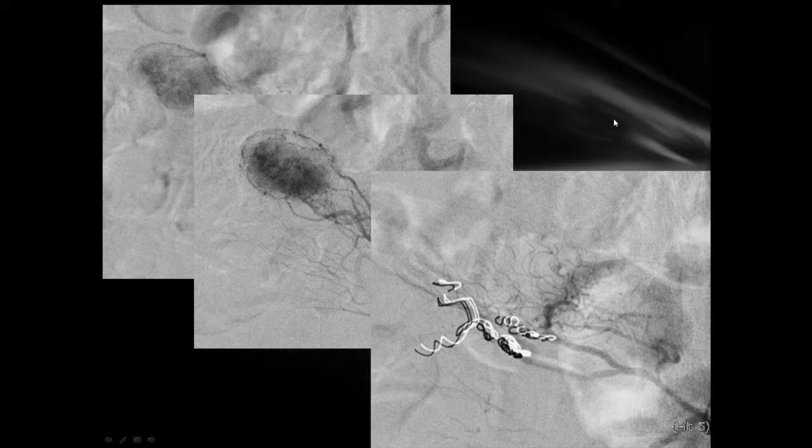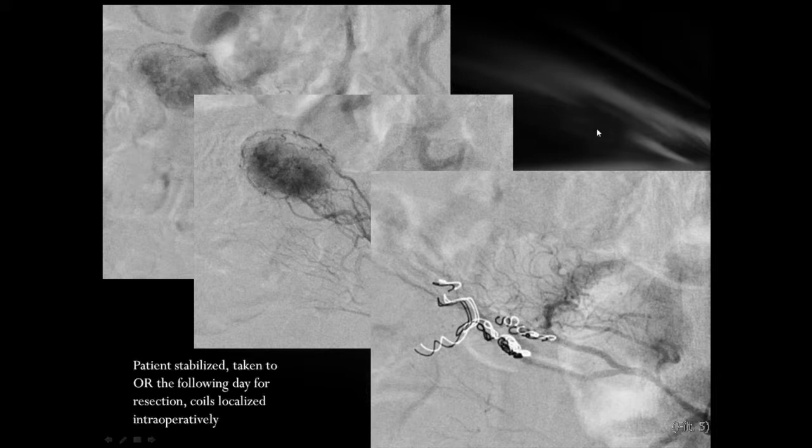And this patient obviously had to go to resection to remove the mass. In the interim, we placed coils in the main feeding arteries, both to help the surgeon localize the loop for resection and to temporize the bleeding and get control of a more acute situation to allow for a more controlled environment for surgery. So this did arrest the bleeding for some time. The patient was able to be stabilized and taken to the OR the following day in a more controlled manner.